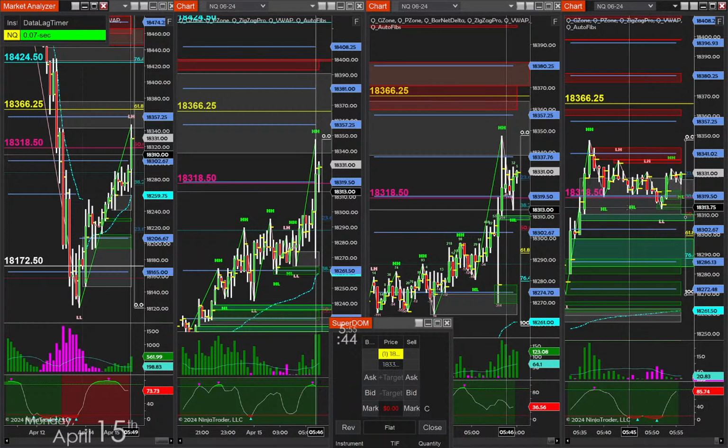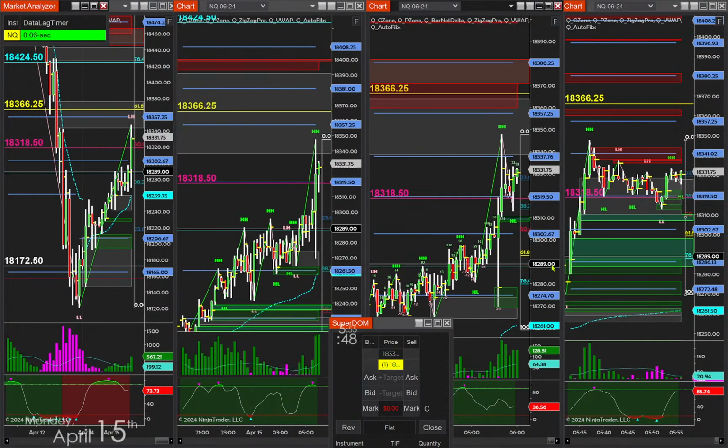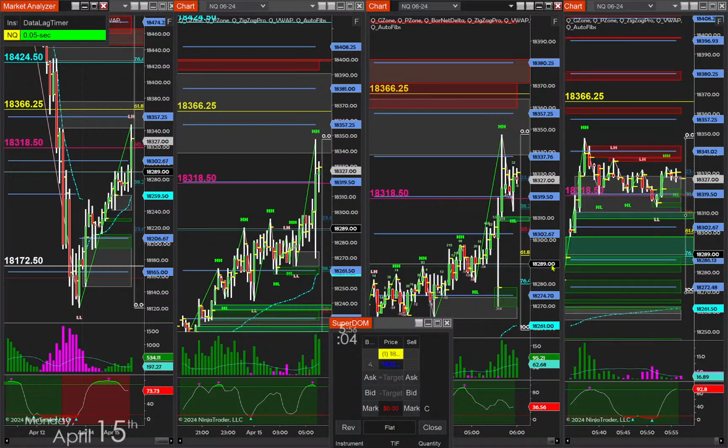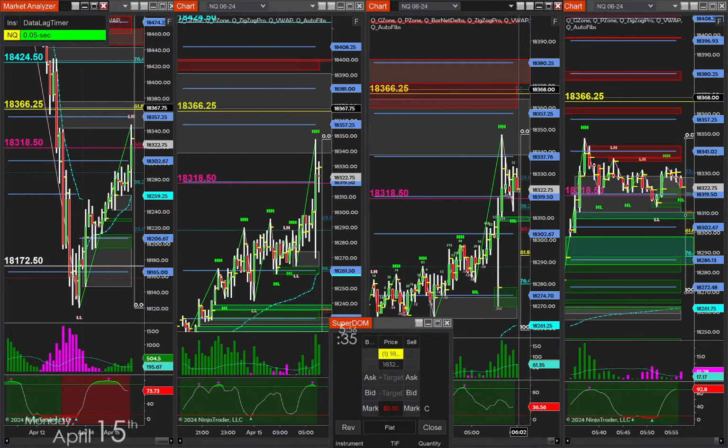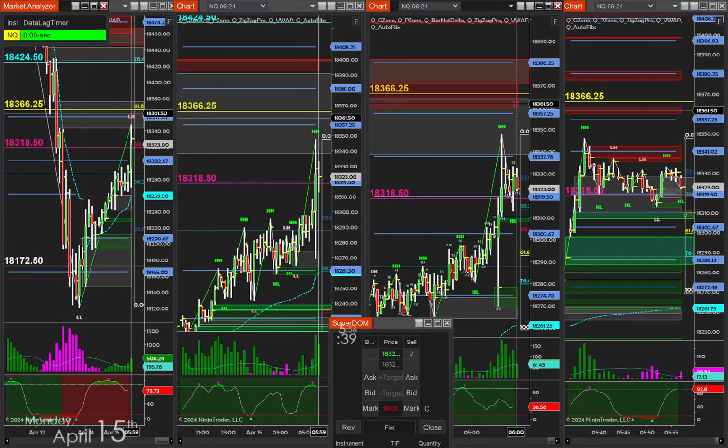Yeah, yeah, you're welcome. It is. It is. Well, there's two types, right? There's the fair value gap, which is the one that's extended to the right, and then there's this one right here. This is the gap zone. This is the POC gap zone, right?